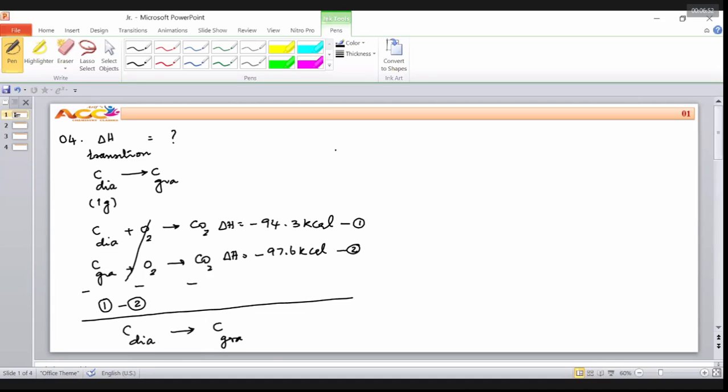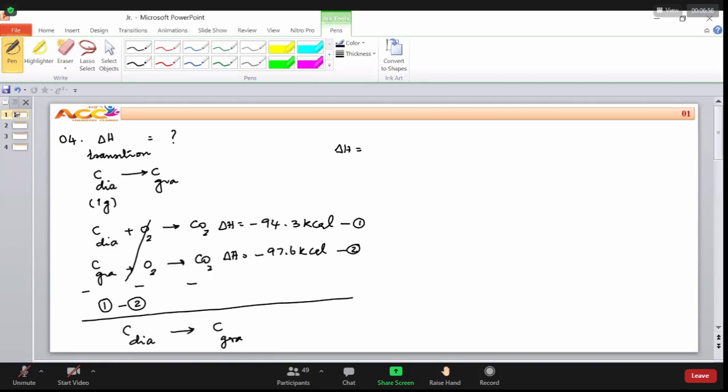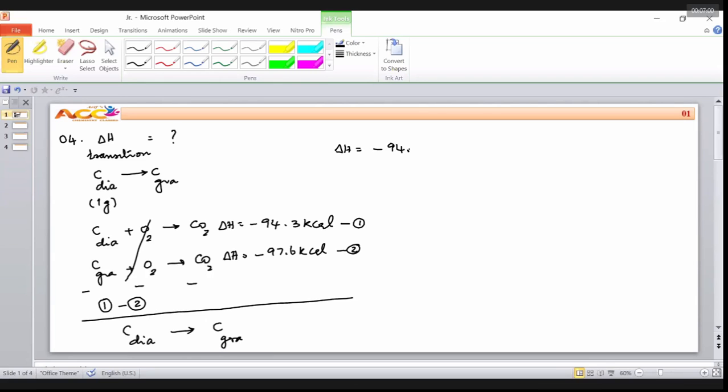Do the same thing for energy. Therefore, del H is equal to equation number 1 energy, minus 94.3, then minus of minus 97.6. Whatever answer you get, it must be in the same units as he has given to you, kilocalories. Go ahead.